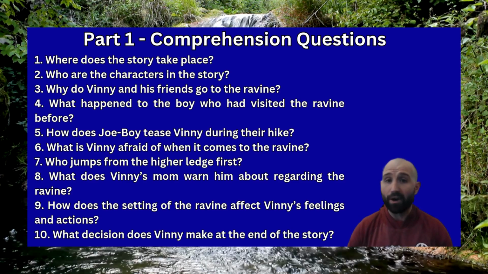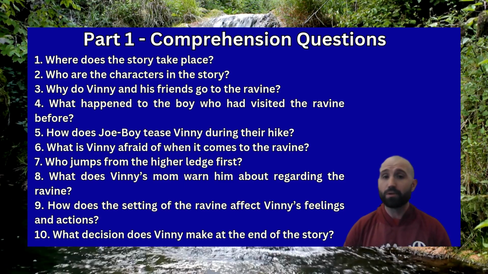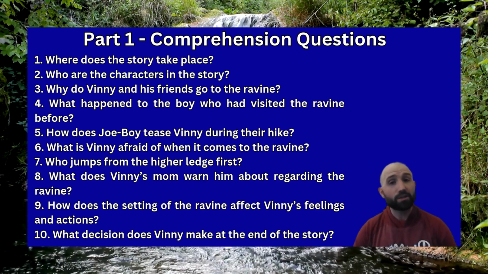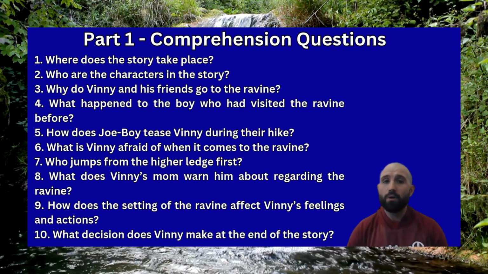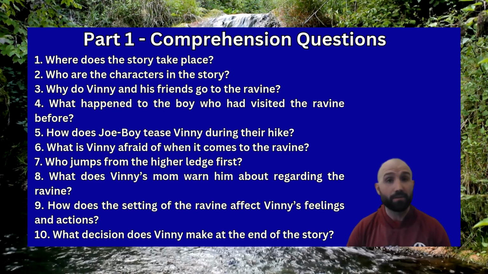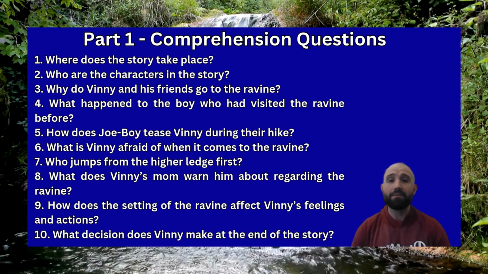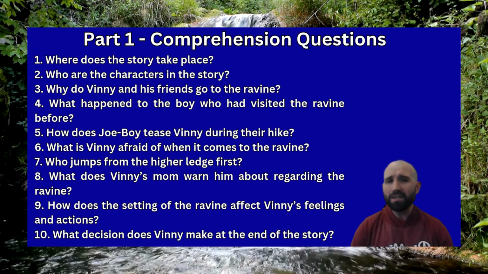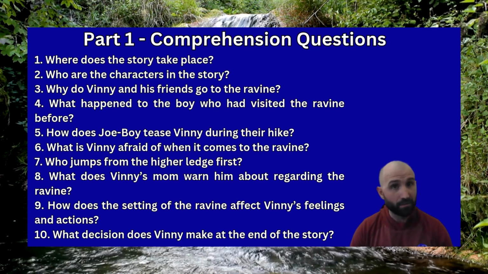Number 1, where does the story take place? Number 2, who are the characters in the story? Number 3, why do Vinny and his friends go to the ravine? Number 4, what happened to the boy who had visited the ravine before? Number 5, how does Joe Boy tease Vinny during their hike? Number 6, what is Vinny afraid of when it comes to the ravine?